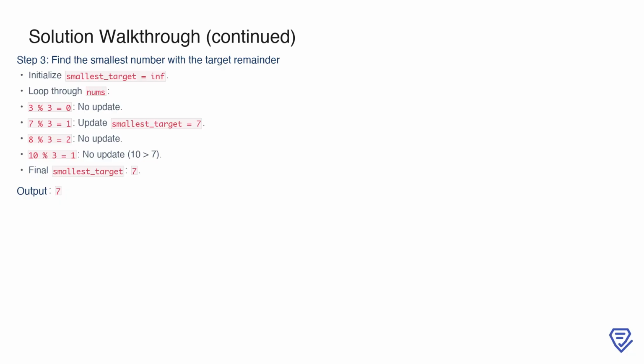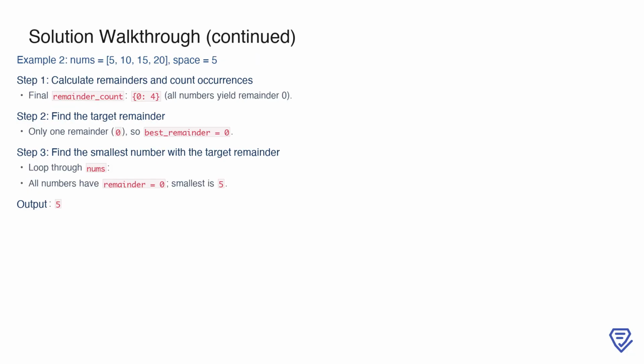For 8, the remainder is 2, so no update is made. For 10, the remainder is 1, but since 10 is greater than the current smallest_target of 7, we do not update. After completing the loop, the smallest number with the target remainder of 1 is determined to be 7. This becomes our output for this example.